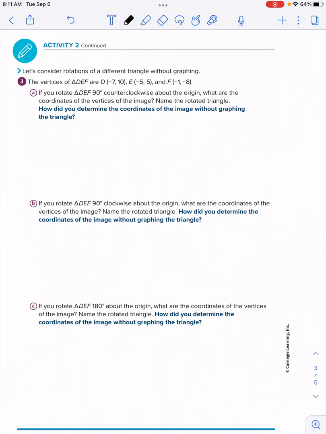Okay. For this problem, it says, let's consider rotations of this triangle. We have triangle DEF at the following points. Right, we have D, E, and F. We don't have a graph, and we don't need a graph, really. So for this one, what we're going to be doing is rotating 90 degrees counterclockwise about the origin. What are the new coordinates? So, right, for rotating 90 degrees counterclockwise, (x, y) becomes (negative y, positive x). And underneath here, let's put D prime, E prime, and F prime.